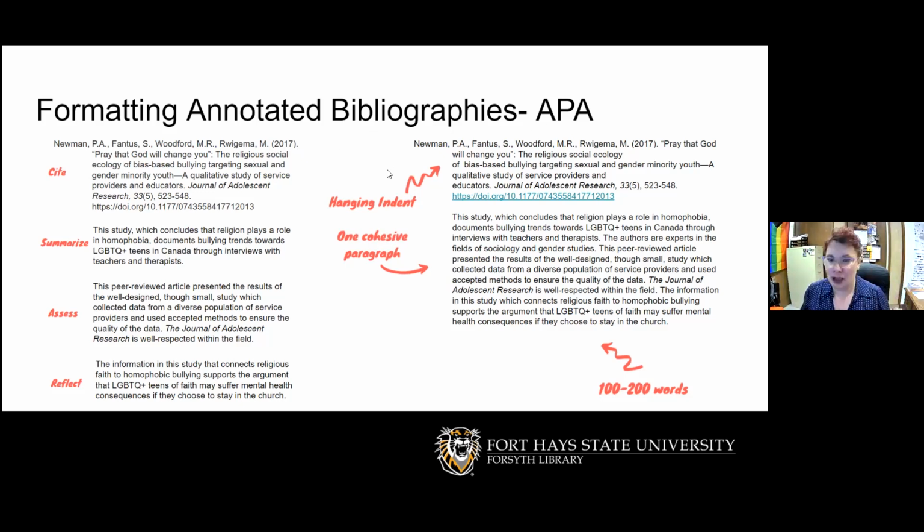In general, most annotations are 100 to 200 words. But again, that can differ depending on your subject. If you want a different assignment, whatever the publisher wants, all that. But you want it to be one cohesive paragraph that can be read easily.